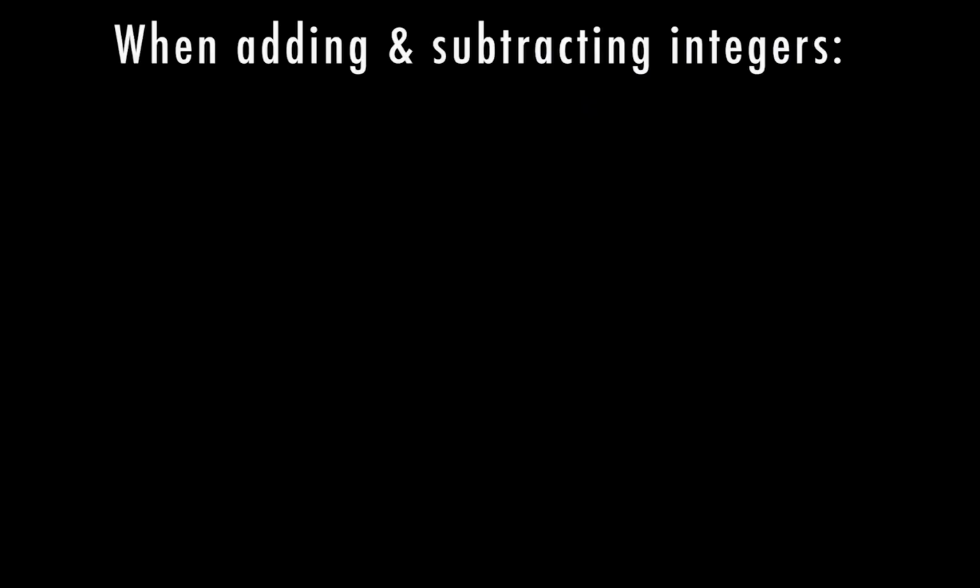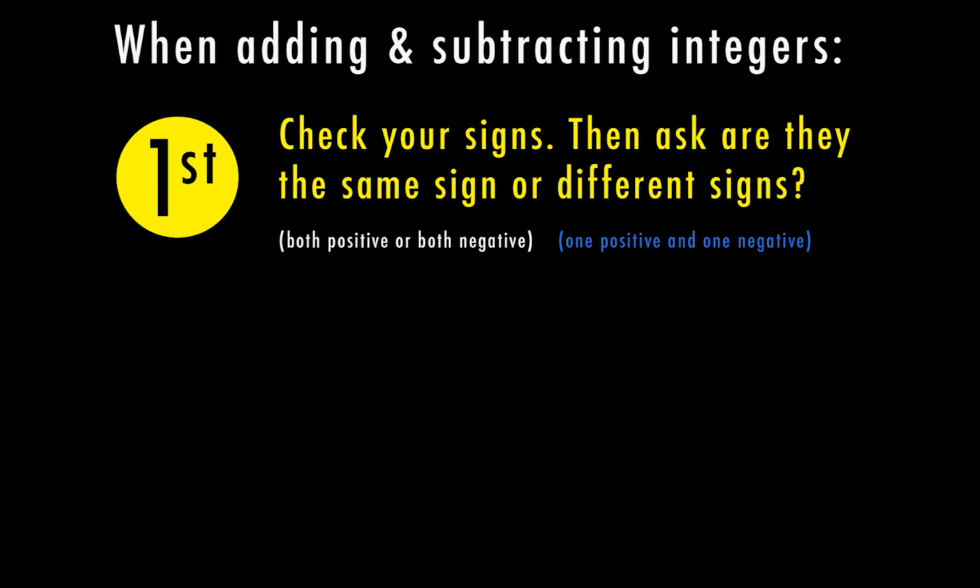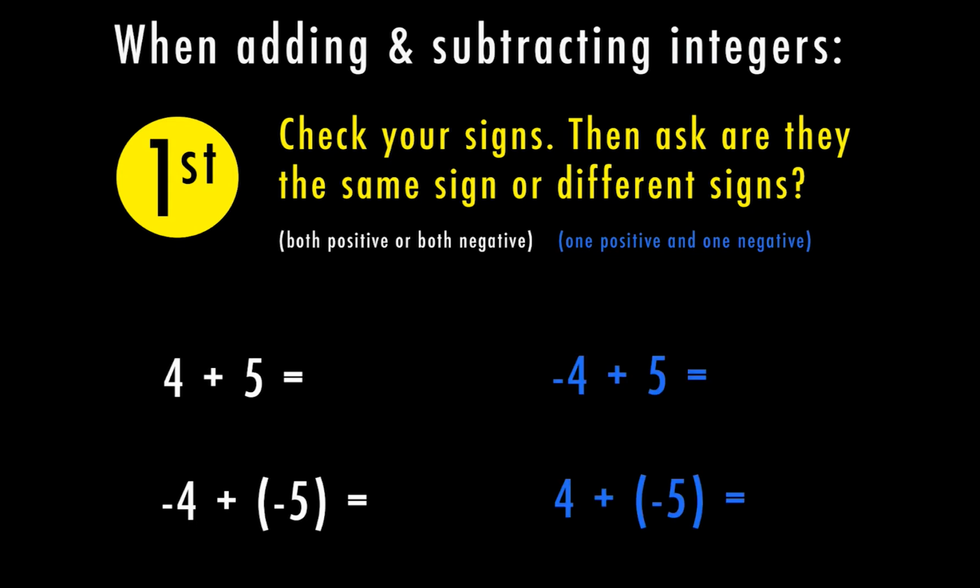When we're adding and subtracting integers, there's a few steps that we need to follow. The first step is we want to check our signs. We want to ask ourselves, do the numbers in my problem have the same sign? They're both positive or they're both negative? Or do they have different signs where one is positive and one is negative? So here's a couple of examples.